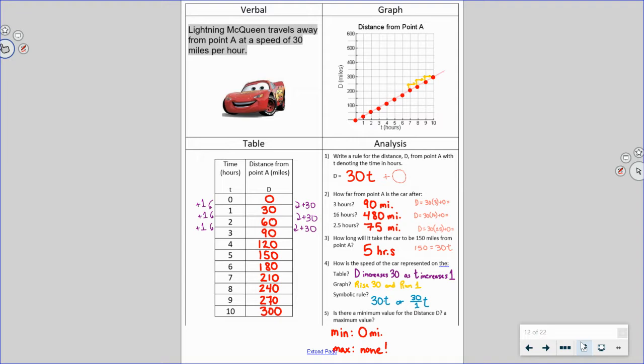Just to bring you up to speed on what we talked about yesterday, this was Lightning McQueen's relationship. Words, 30 miles per hour. Table starting at 0, 30 miles per hour. Equation starting at 0, 30 miles per hour. And graph starting at 0, 30 miles per hour. And we dug a little deeper into analyzing that relationship.